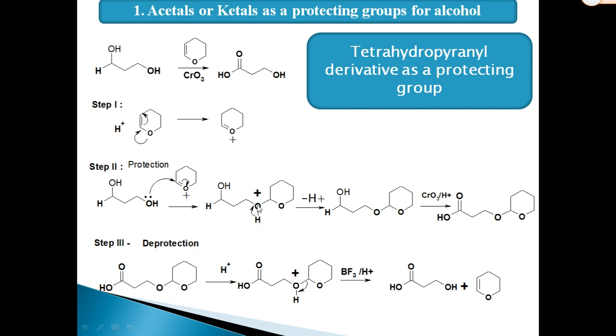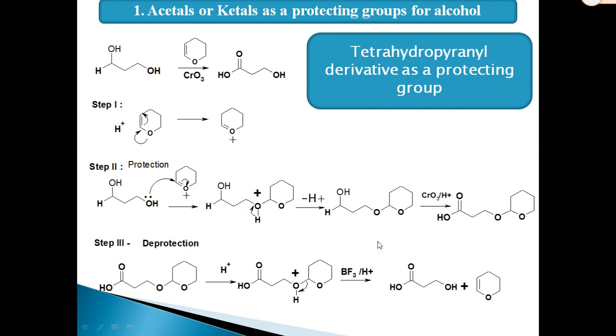Now this oxygen atom becomes electron deficient. So on loss of H positive ion, we get this stable compound. Now this compound, we call it the tetrahydropyranyl derivative. This tetrahydropyranyl derivative is subjected to the oxidizing agent chromium trioxide, which is a strong oxidizing agent. It oxidizes only this first hydroxy group into the carboxylic group, COOH. Now here our reaction target is complete.